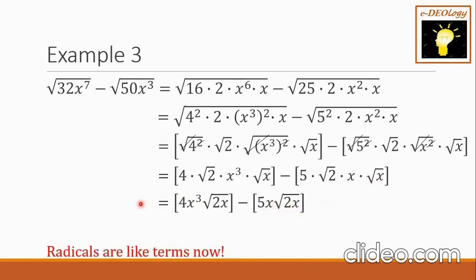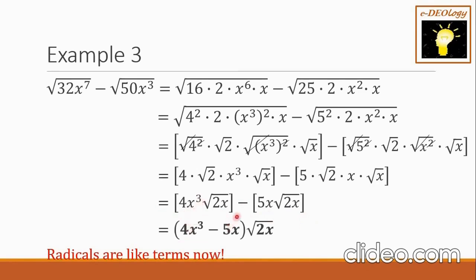Now on this line, we can now observe that we have like radicals. It means we can now apply our rule of subtraction of like radicals. So we're going to add the coefficients of the radicals. In the first group, we have the 4x cubed as the coefficient, and then minus, in the second group, the coefficient of the radical is 5x. So we'll now put them together, the 4x cubed, and then minus the 5x. Then we will copy the radical, the square root of 2x.